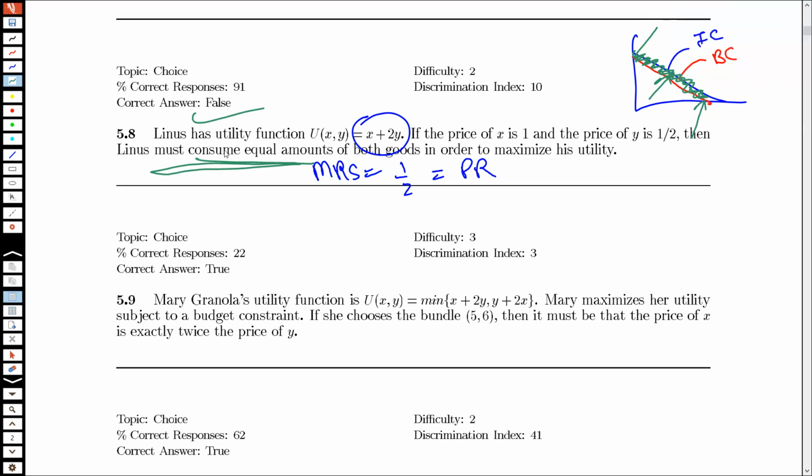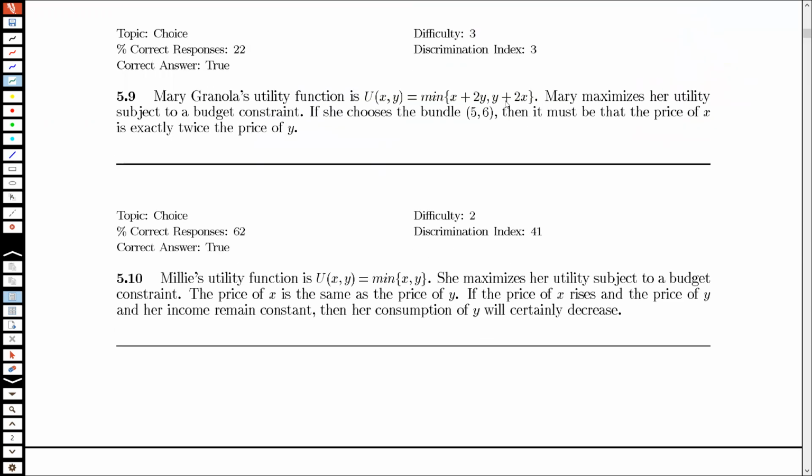Sir, 5.10. Millie's utility function is min of x comma y. She maximizes her utility subject to a budget constraint. The price of x is the same as the price of y. If the price of x rises and the price of y and her income remain constant, then her consumption of y will certainly decrease.